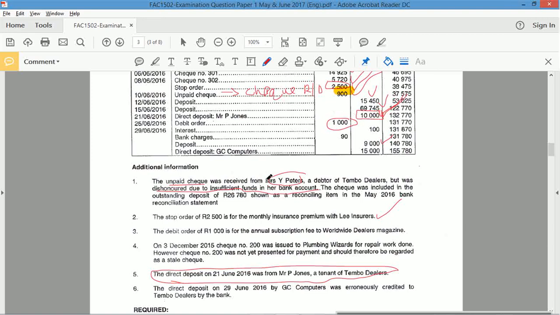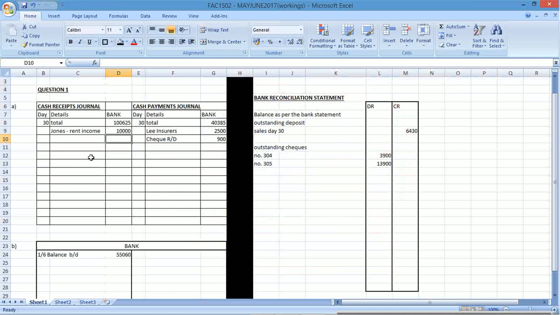What is that for? Let's check. There we go. Debit order, annual subscription fee to Worldwide Dealers magazine. Okay, so Worldwide Dealers.